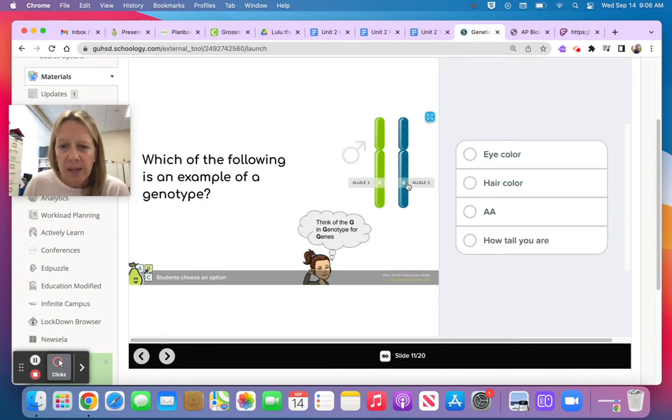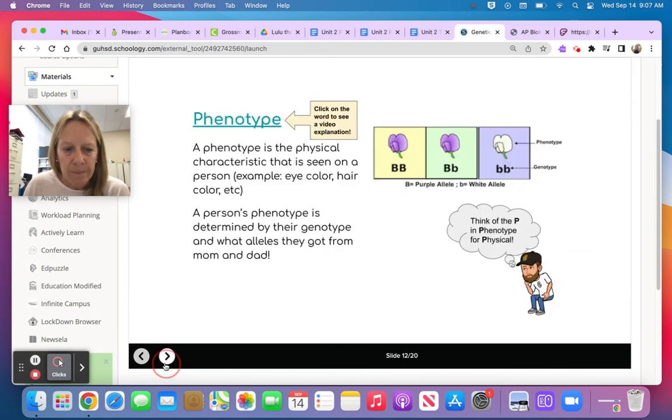Okay, so an example of a genotype here would be AA. Okay, eye color, nope. Hair color, nope. And how tall you are, nope. Little test taking strategy. Eye color, hair color, and how tall you are are all examples of physical traits. So they can't be the answer because there's 3 of them and there's only one of this. So AA is the genotype. Could be big A, big A, big A, little a, or little a, little a.